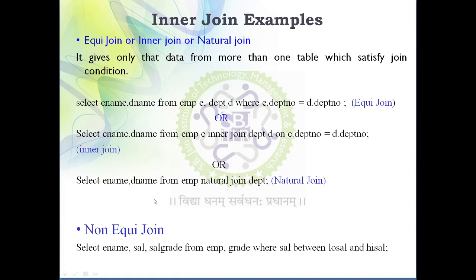Now one more variation in case of natural join is a non-equijoin. Non-equijoin means, as its name suggests, it does not make use of an equality condition. Okay, so a simple example. In this case what you can see, select ename, sal, grade from employees. First of all I will tell you what the problem statement is.